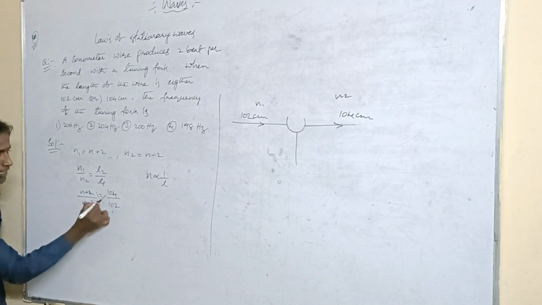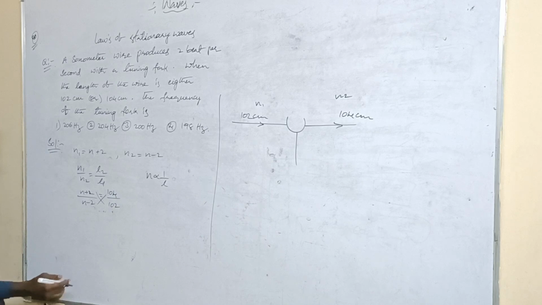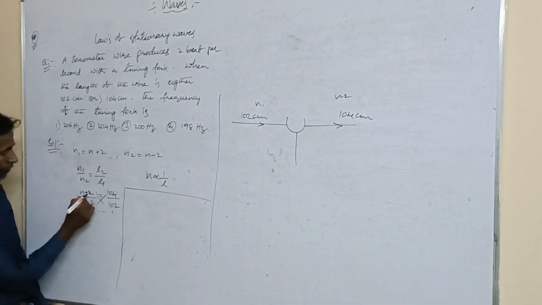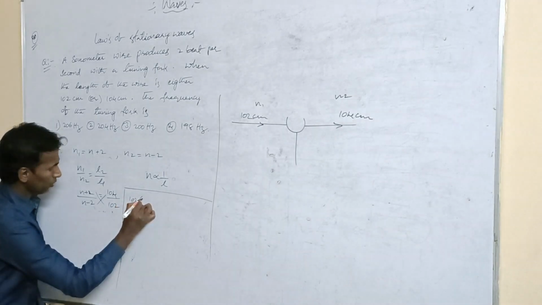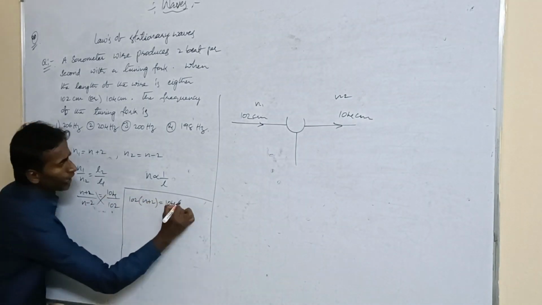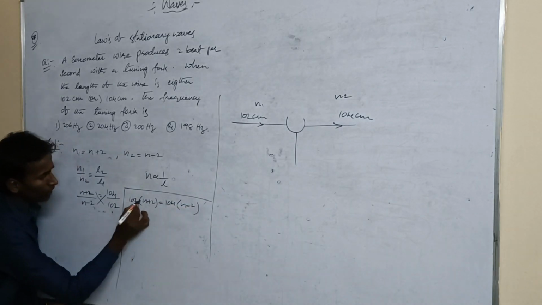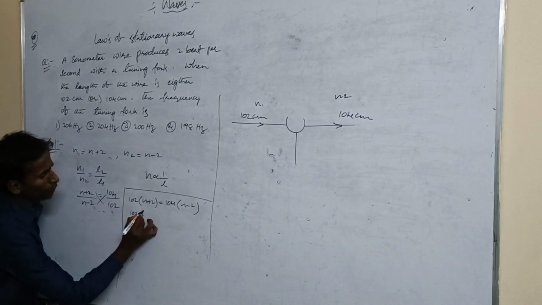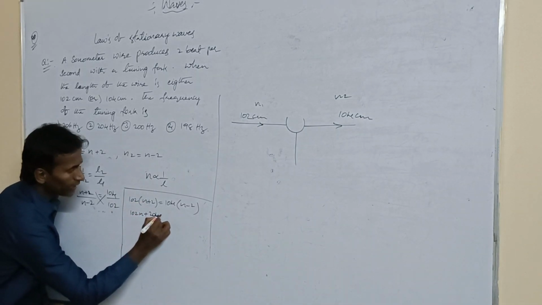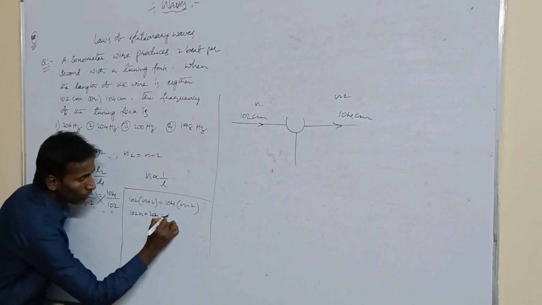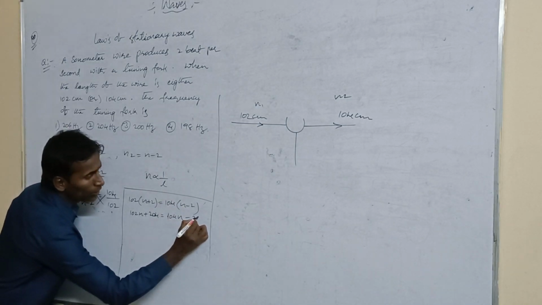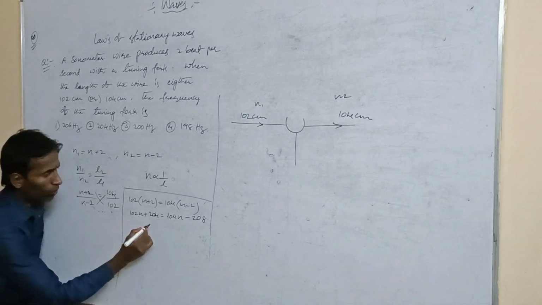Now do the cross multiplication, sir. That implies 102 into N plus 2 is equal to 104 into N minus 2. So we will get 102 N plus 102 into 2, which is 204, is equal to 104 N minus 104 into 2, which is 208.